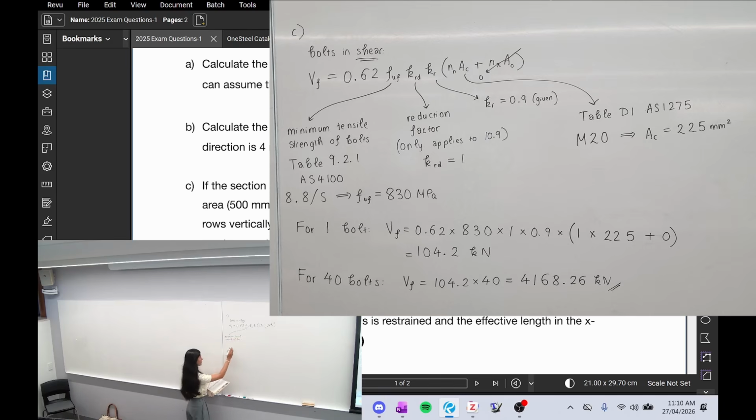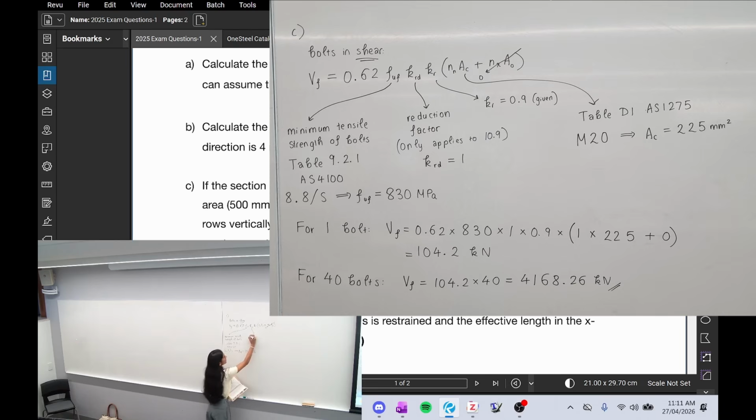And you can get this from AS 4100. So this can be found in table 9.2.1. And if you read off the table, it depends on the type of bolts. So in the question it says 8.8 S bolts. So just looking at the table, for this specific type of bolts, your strength will be 830 MPa. Okay.